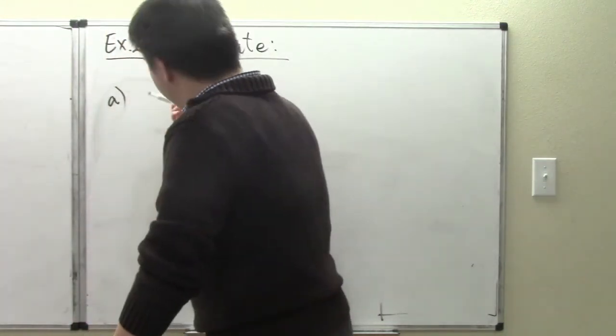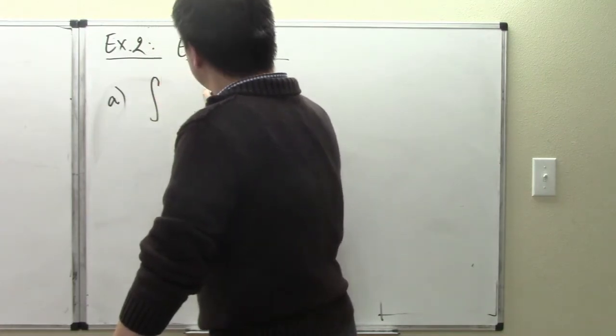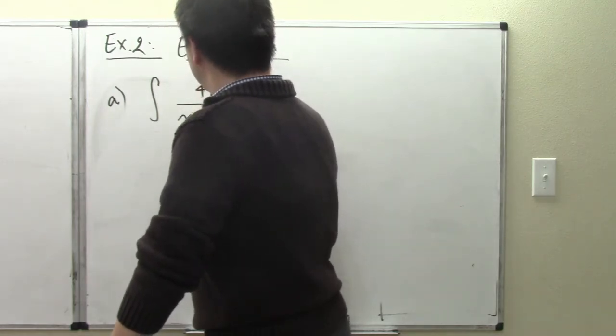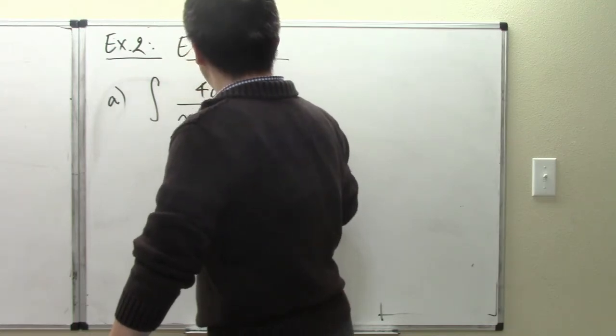Okay, so how about the integral of 4 dx over x with a natural log of x to the 5th power.